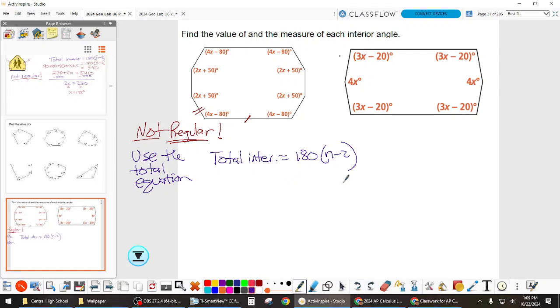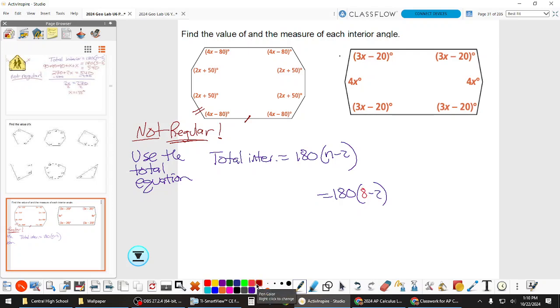Hopefully you can see that this is going to require some room, so I'll move it over a little. 180, what is n in this case? 8. 1, 2, 3, 4, 5, 6, 7, 8. Is that a regular octagon? Definitely not, right? Okay, so that's going to tell us the total degrees in that thing. Is it going to be different if it's regular or not regular? Nope, it makes no difference. Okay. That is going to tell us the total degrees.